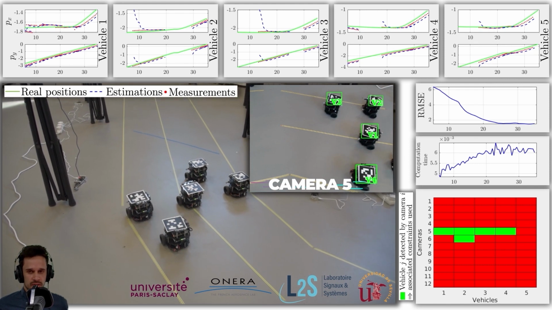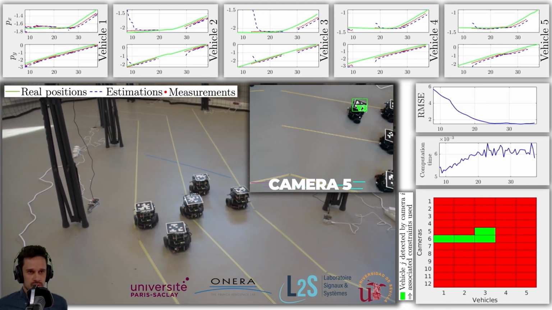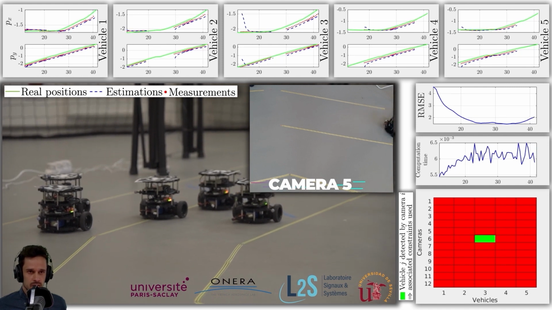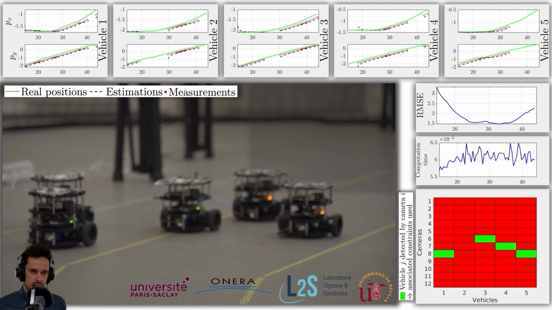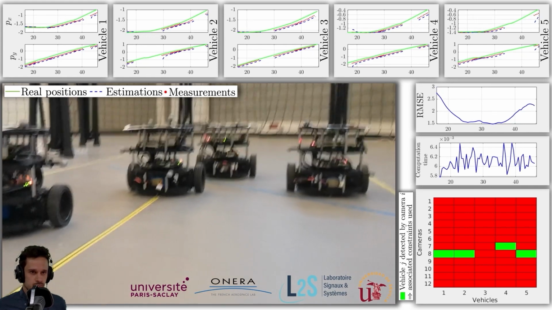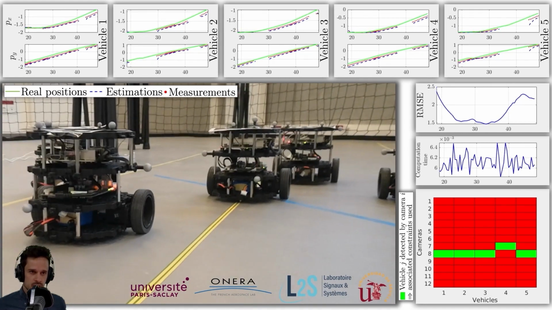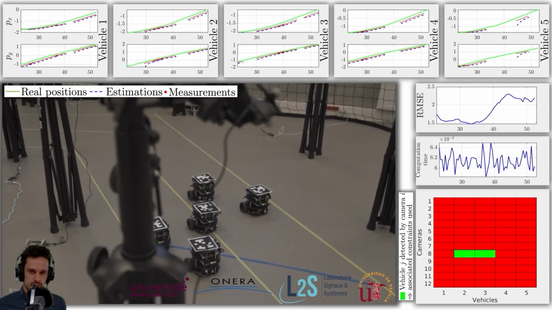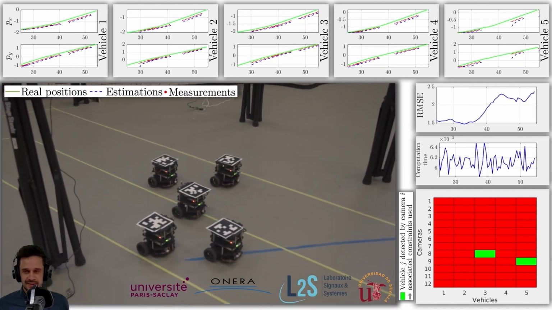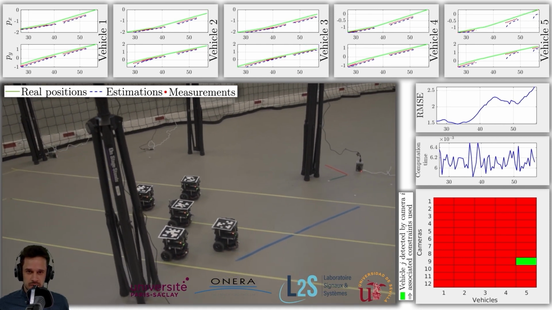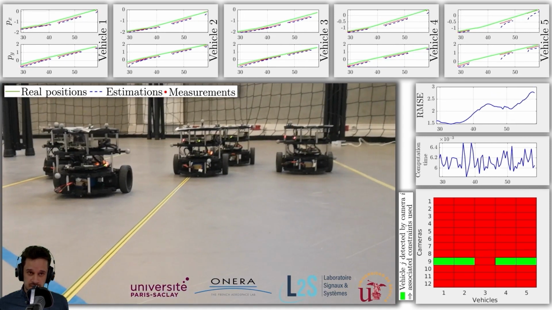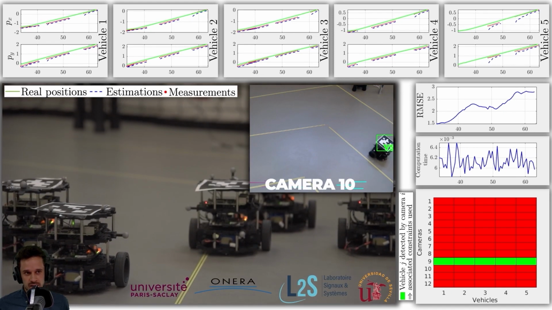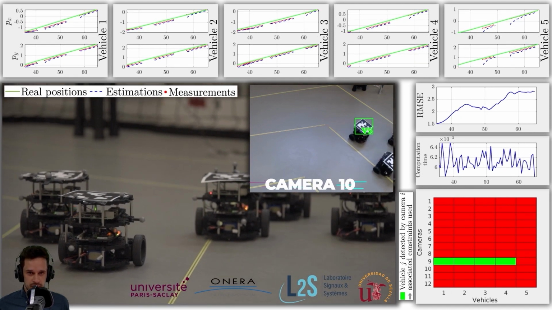Since we are dealing with sporadic measurements, it means that the measurements are available at time instances a priori unknown. The accuracy of the estimation error rises and decreases over time, while the computation time is always around 6 milliseconds, much smaller than the sampling time of 0.5 seconds. The cameras are not always able to detect the QR code of the vehicles, which leads to having more sporadic measurements, as we can notice by the detections of camera 10.